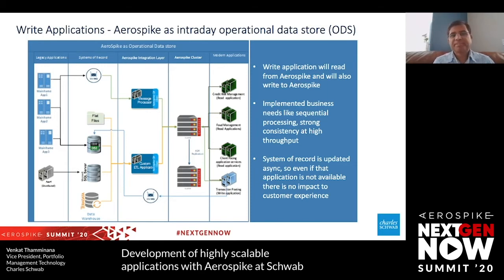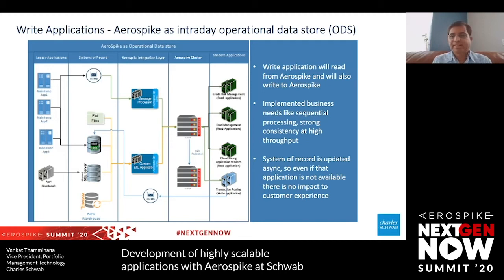And asynchronously, it posts the message onto the MQ, some messaging queue we are using, because most of the applications are mainframe applications. We are using IBM MQ, but we will also be using RabbitMQ and Kafka going forward, as long as the other legacy system is a distributed system. So here we are using Aerospike as a true operational data store.